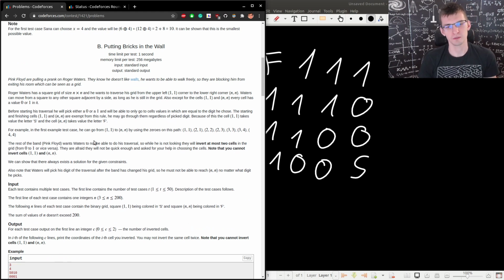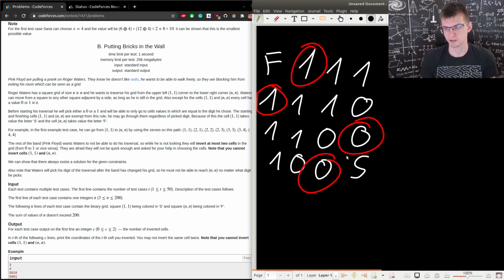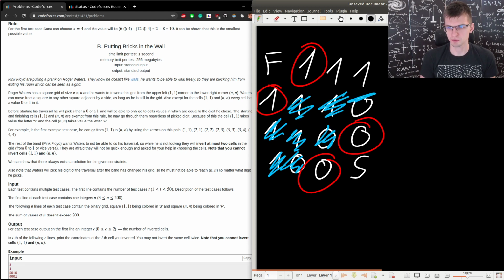Oh, they want him not to be able to do his traversal. They will invert at most 2 cells. I see. Maybe it's enough to focus on those 4 digits, and it's at least 3. Okay. If it's this situation 1100, then it's impossible for him to do a walk, no matter what is between. We can forget about all those digits in between. If this is the input, we don't need to change anything.